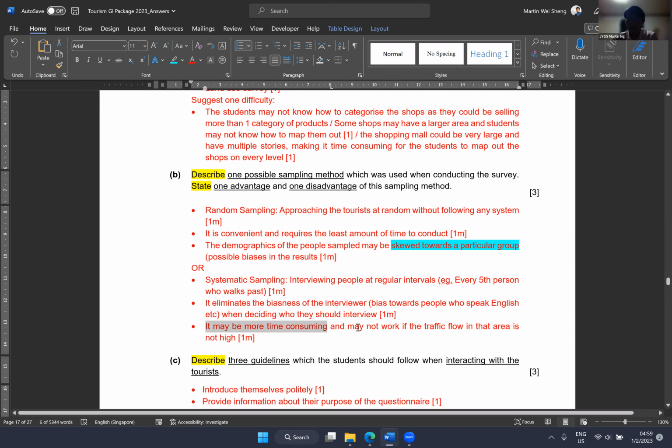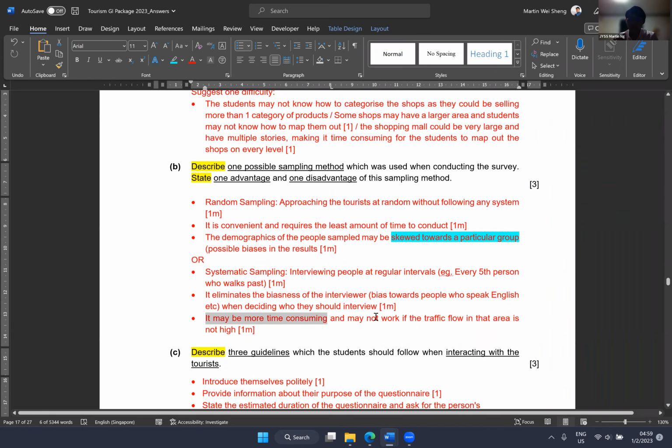Okay. So why is it more time consuming? Because every fifth person that you interview. Imagine, let's say, it takes 3 minutes for one tourist to walk past. Every time a tourist walks past, you have to count: 1, and next tourist 2, 3, 4, 5, then the fifth one that you interview. So in order for that to happen, 15 minutes will have passed, then you can interview your first person.